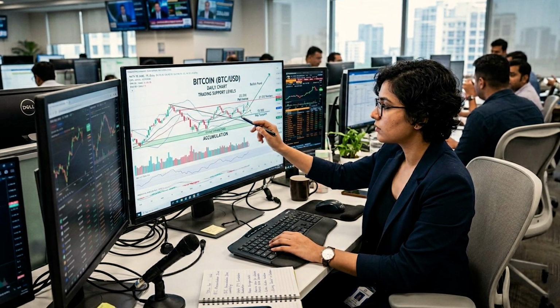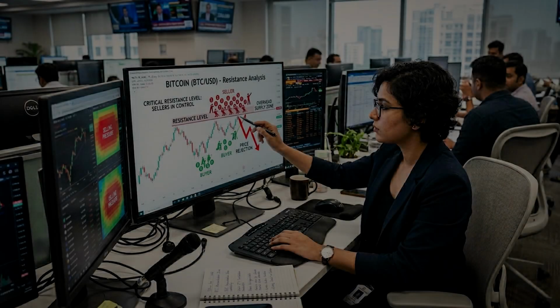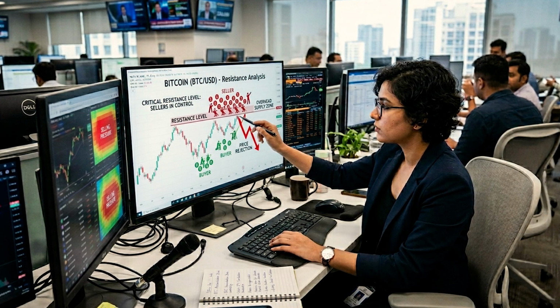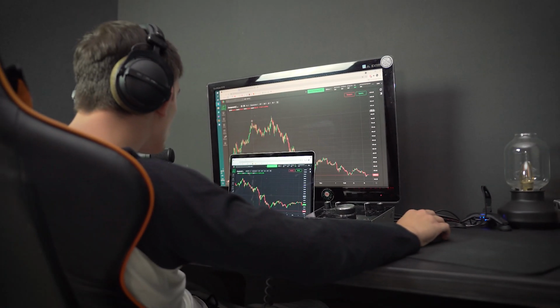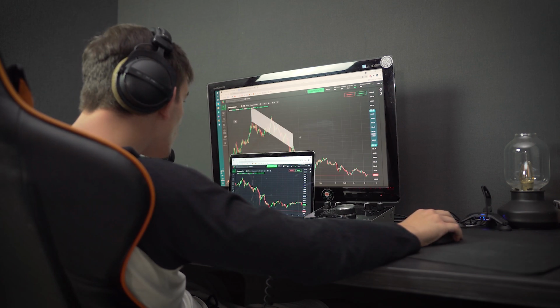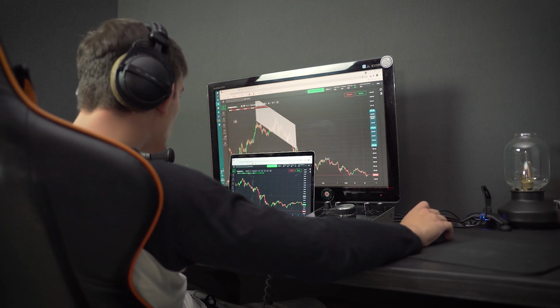Support is a price level where buyers tend to step in, while resistance is a level where sellers often take control. For example, if a stock repeatedly bounces from a certain price level, that level may act as support.